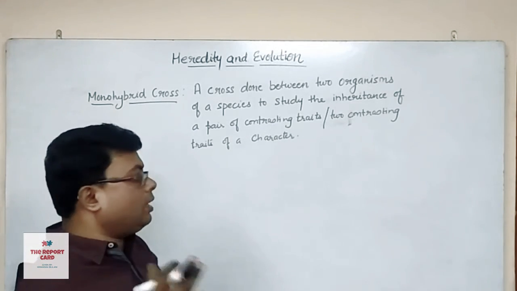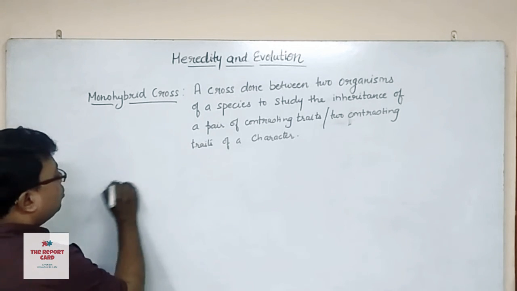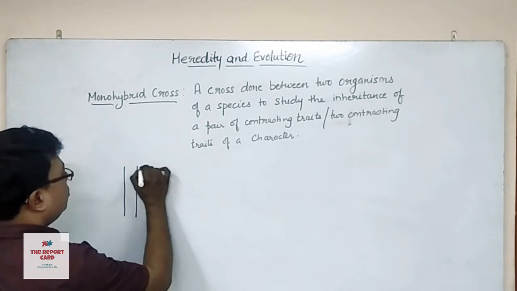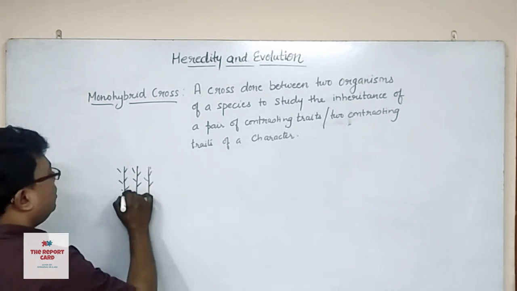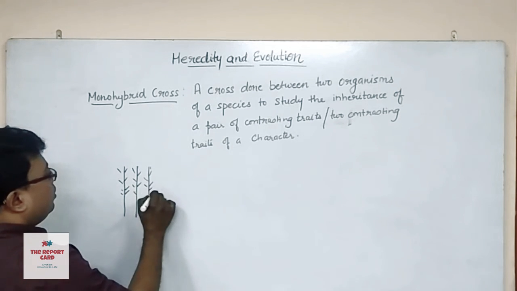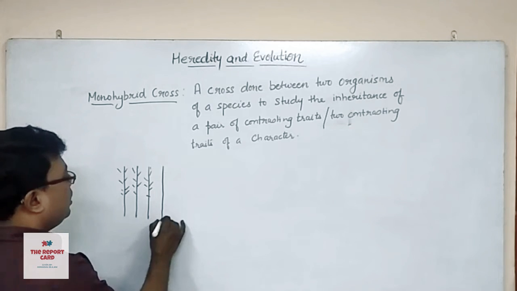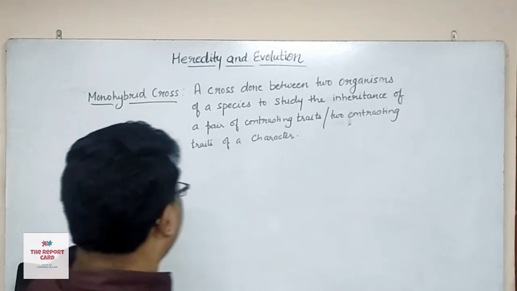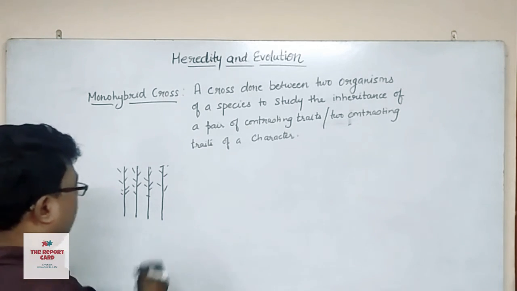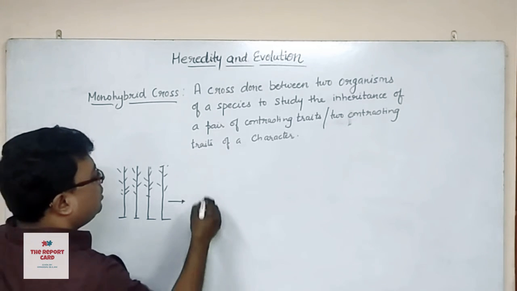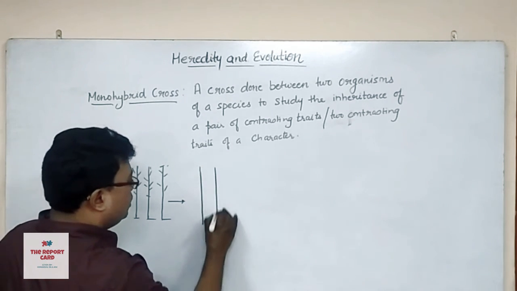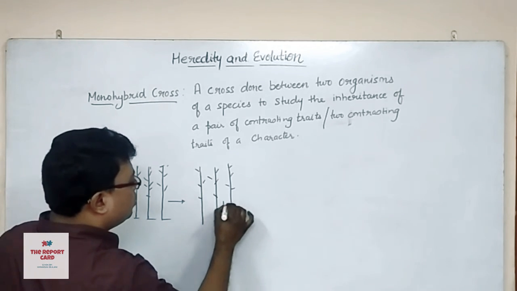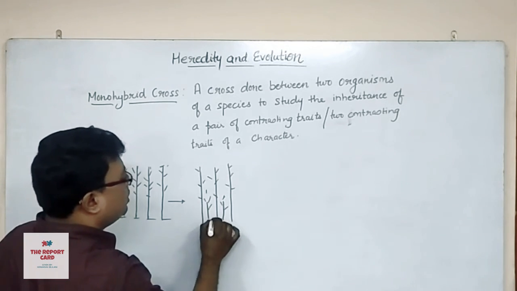So what did he do exactly? Initially he took some tall pea plants. He did self pollination of these pea plants only, and he crossed these plants with each other, only the tall plants. Now after crossing, in the next generation he got some plants which were tall, and there were some short plants also in between.